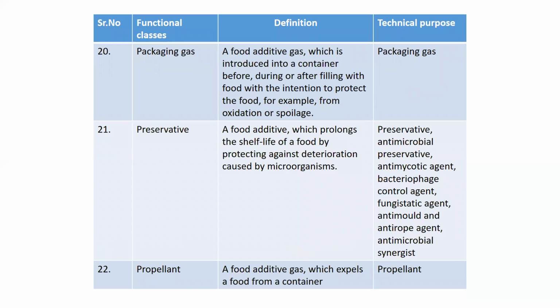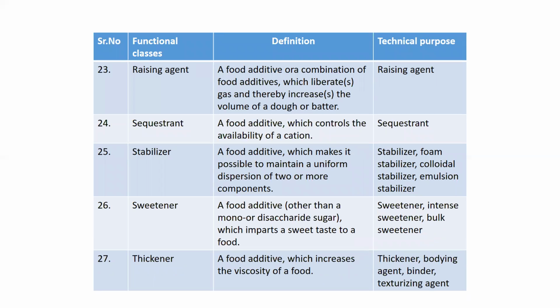Next is packaging gas, a food additive gas which is introduced into a container before, during, or after filling with food with the intention to protect the food, for example, from oxidation or spoilage. That is the packaging gas. Next is preservative, a food additive which prolongs the shelf life of food by protecting against deteriorations caused by microorganisms. They are the preservatives, or we can say antimicrobial preservatives, etc. Next is propellant, a food additive gas which expels the food from a container. That is a propellant. Next is raising agent, a food additive or a combination of food additives which liberates gas and thereby increases the volume of a dough or batter. That is a raising agent.